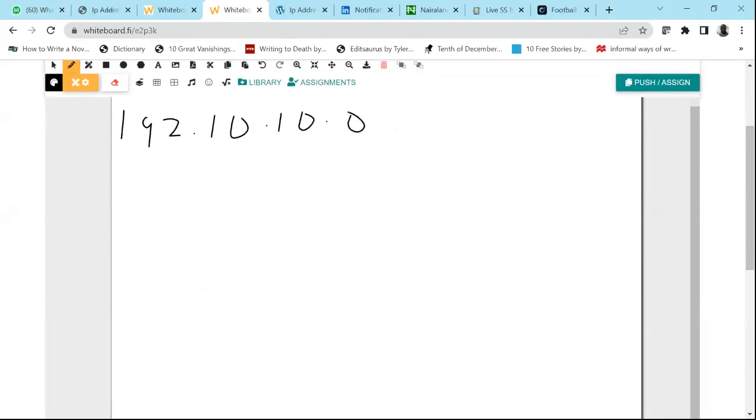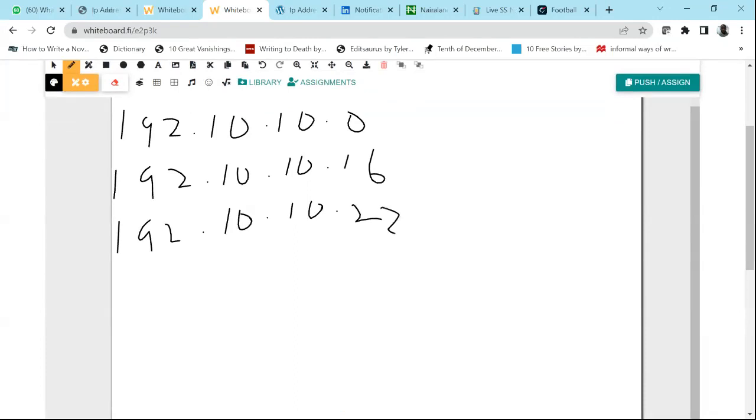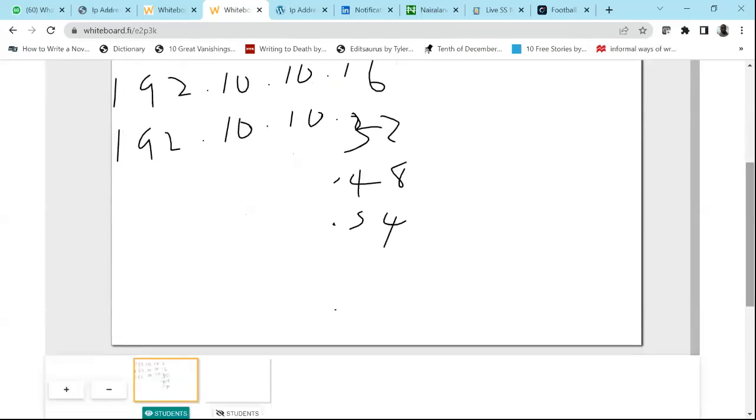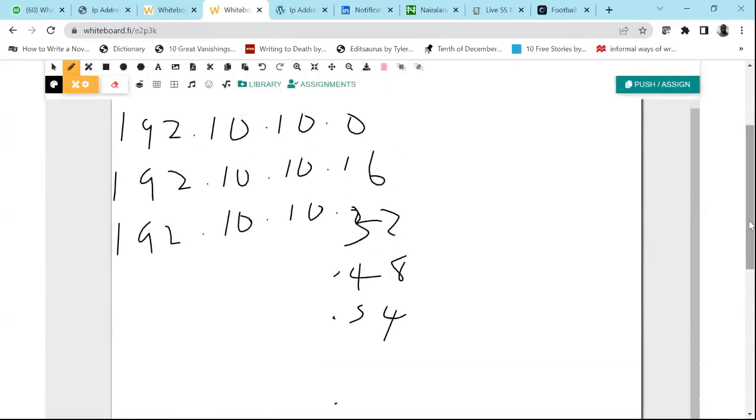192.10.10.0. The next network will be 192.10.10.16. And 192.10.10.32. The next one is 48. The next one is 64. Now, if you keep going, I can't remember what the last subnet is, but that's a lot of math.